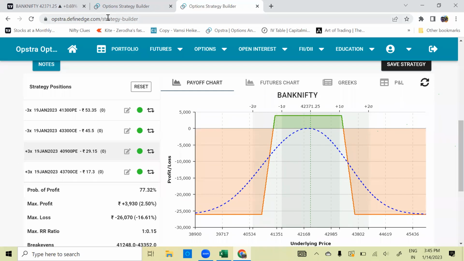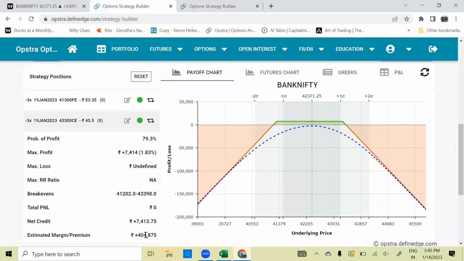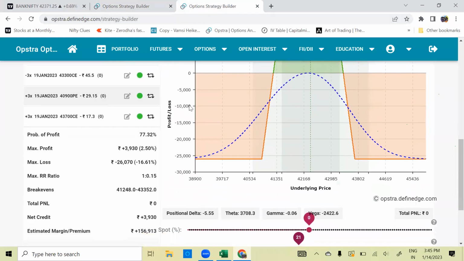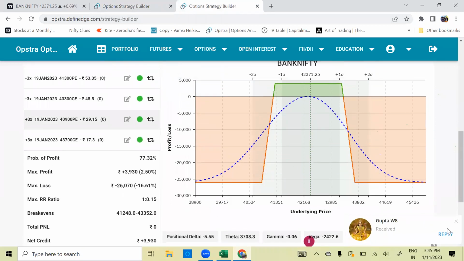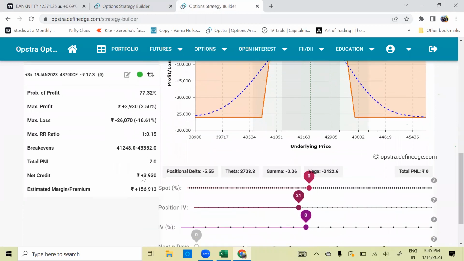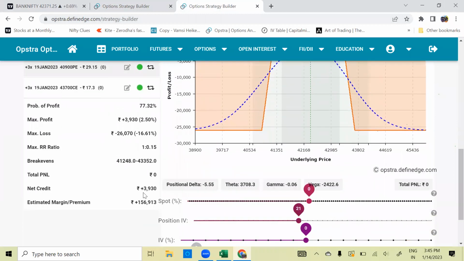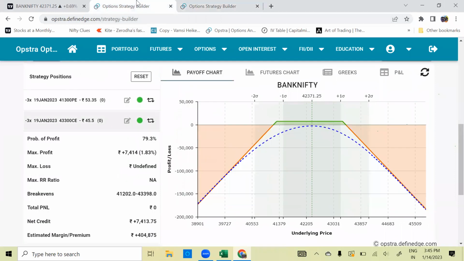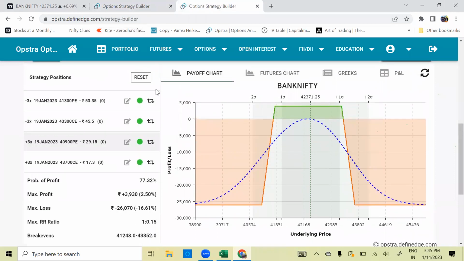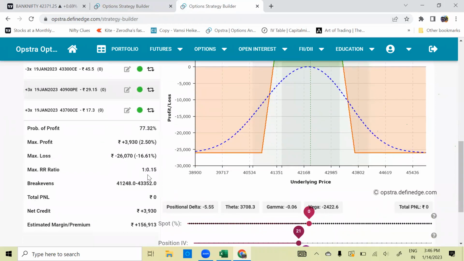This is one thing. But the margin also: here it is asking me 4 lakh rupees for 3 lots, but here it is asking me just 1.5 lakh for 3 lots. So whatever we lose in this max profit, the 3,000 points, you can make up by doubling the quantity. As of now, if I'm doing 3 lots in a normal strangle, in an iron condor you can do 6 lots, so that you almost get the max profit also. Your quantity is increased because you are also getting the margin benefit.